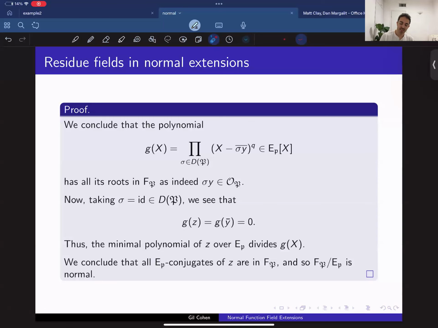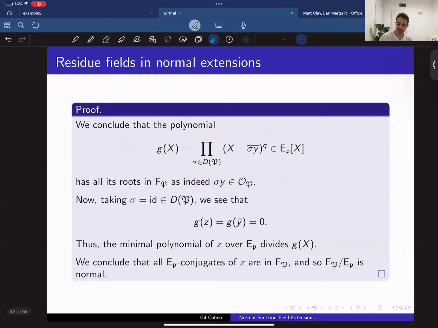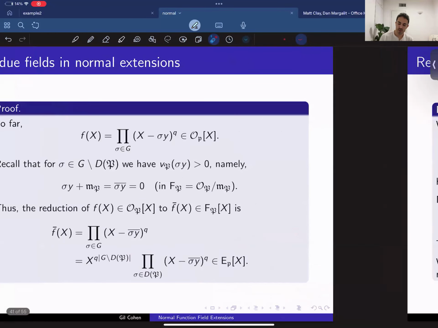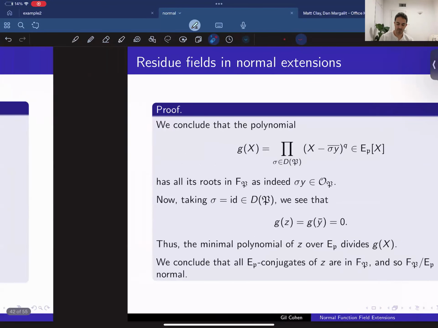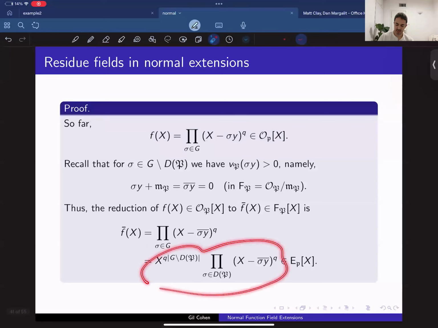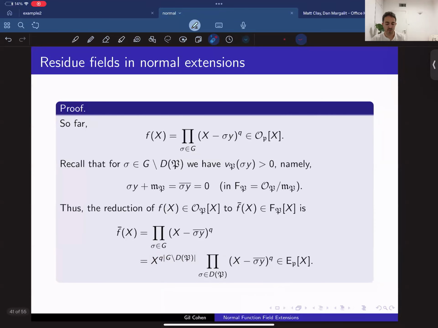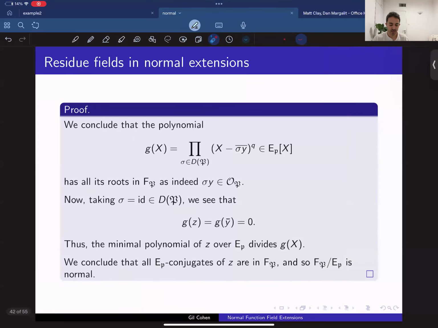So we conclude that this polynomial, and that's the polynomial I promised you, right? It's this thing here, is also in E_p of x, right? Because I know that this times that is in E_p of x, but I can always just remove this factor, and I'm still left with a polynomial that's over the same field. And the point is that this polynomial has all of its roots in F capital P, because we know that sigma y is in O_P, right? For every sigma, that's item 1 in the claim. Sigma y is in O_P, so this means that this thing is in F_P. So this is a polynomial, all of its roots are in F_P.